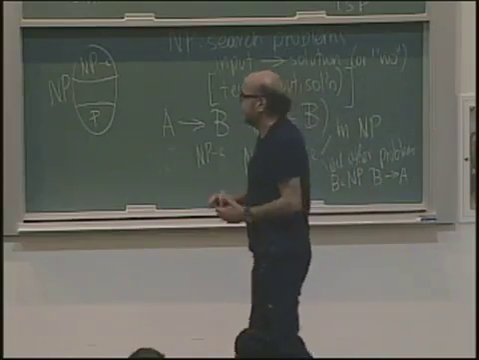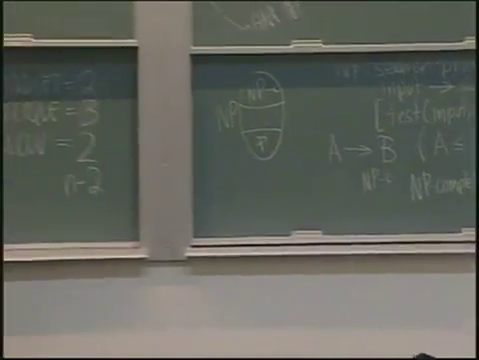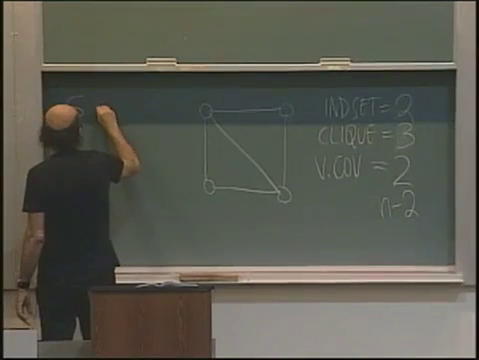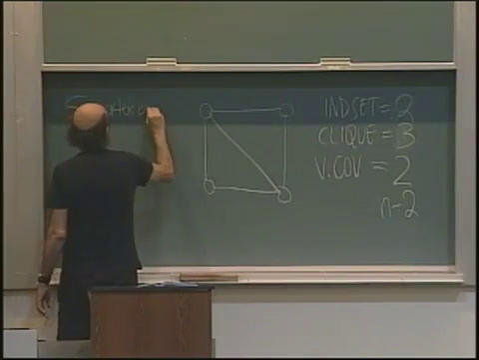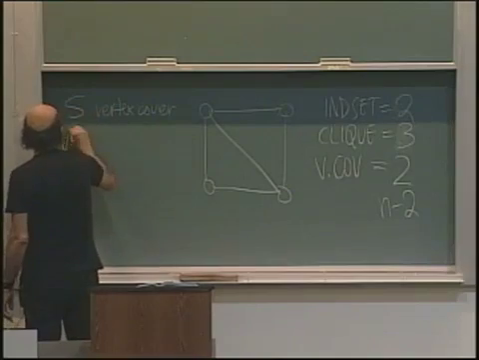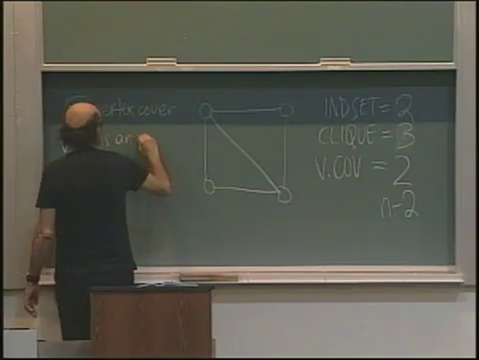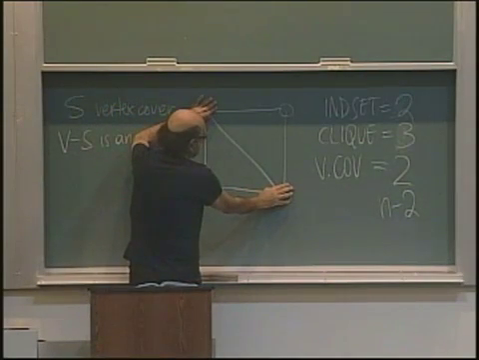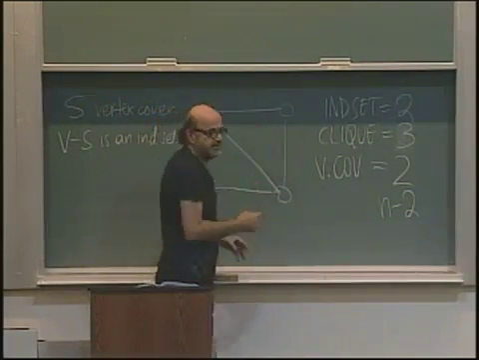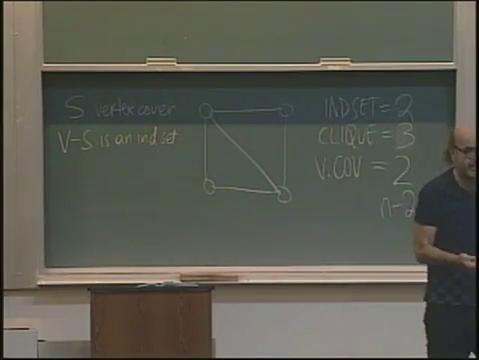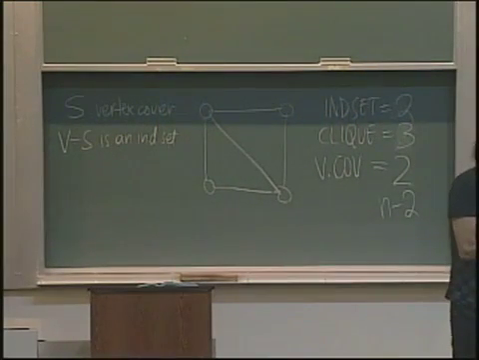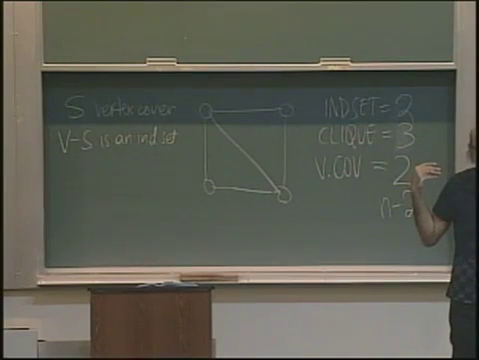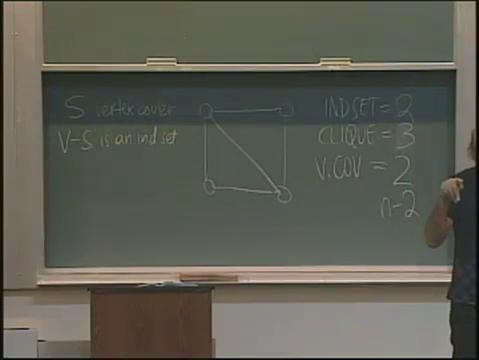Okay. Here's the point, that if S is a vertex cover, V minus S is an independent set. Why? Because if these 2 guys are a vertex cover, then these other 2 guys must be independent, because if they were not independent, if there was an edge between them, then this edge would not be covered, and this would not have been a vertex cover. Get it? Okay?